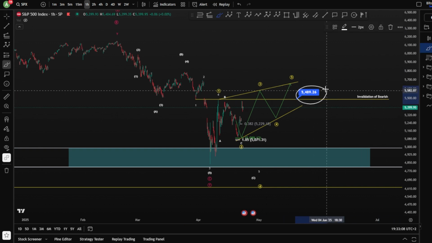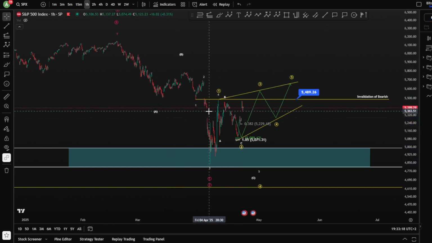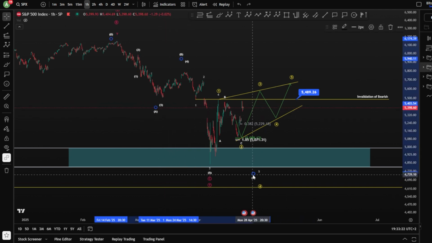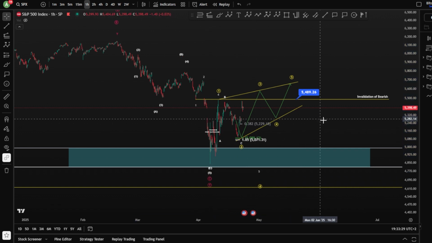Of course, we are looking as well to invalidate the 5,400 to invalidate this impulse. That would be even a better signal to remove simply this count here and just stick with an ABC. That would be great. If this happened, of course, the wave C therefore is going to transfer to this area, and we're going to see how things are going to work.